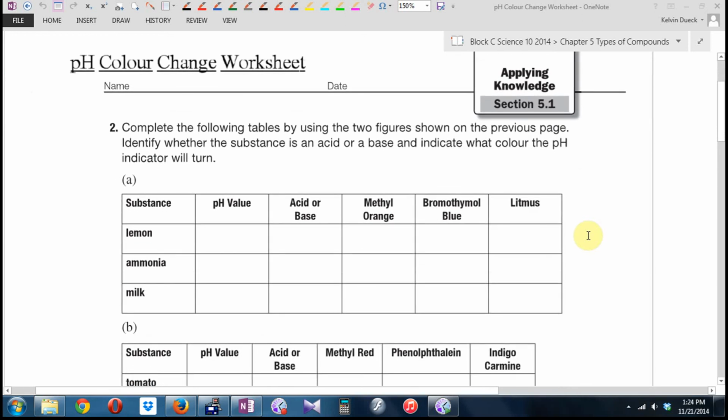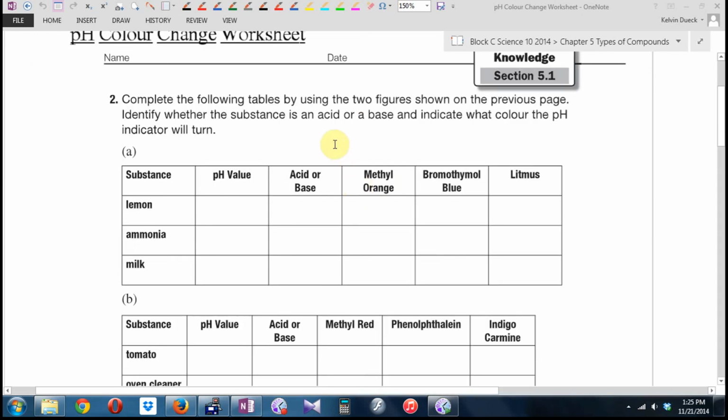Don't cheat. You're going to want that yellow sheet in front of you. By the way, the yellow sheet is better than the notes because I lined up both the charts so that the numbers match the pH. It's easier to read. So this is saying complete the following tables by using the figures shown on the previous page. Actually, the previous page is the yellow sheet that I gave you.